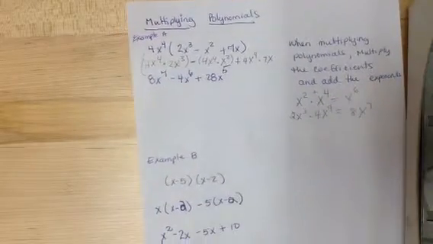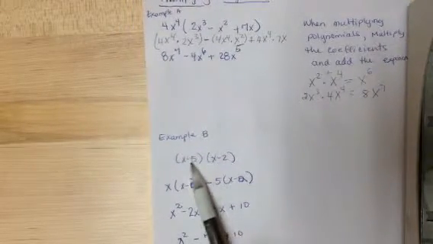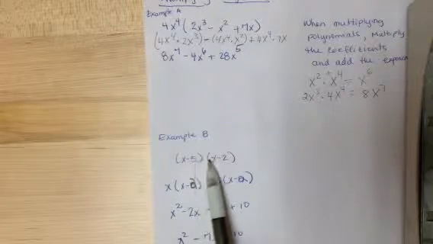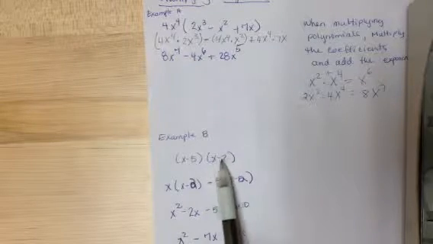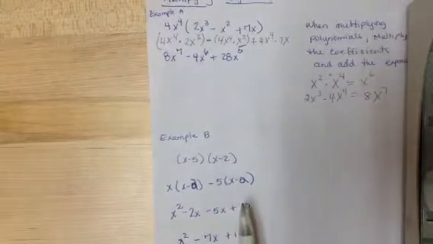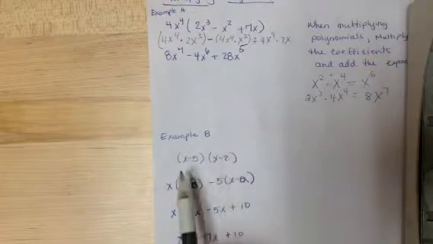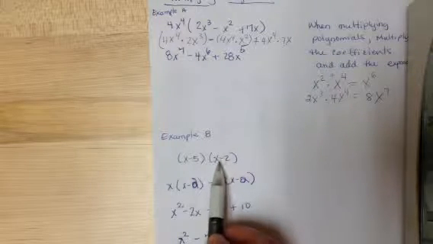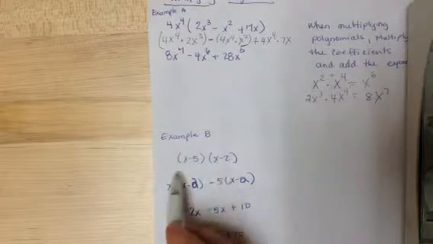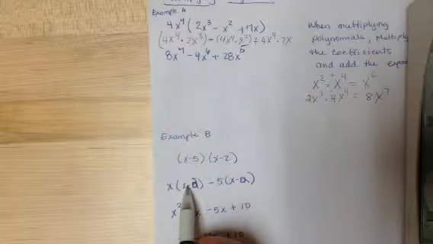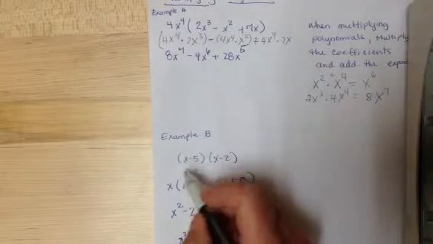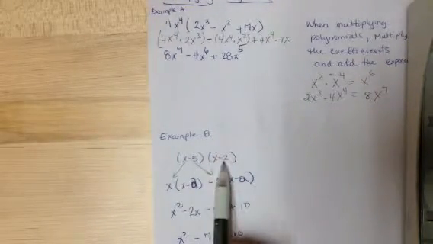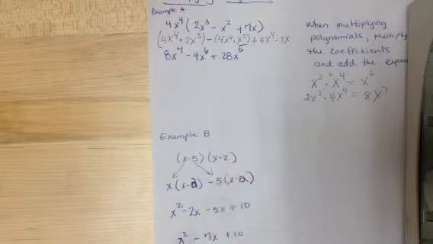Okay, let's look at this other example. When I'm multiplying a binomial inside parentheses times another binomial inside parentheses, what I can do here is take this first term, x, and multiply it by the second binomial in the expression. So I'm going to say x times x minus 2. And then the negative 5, this 5 is here, times the second binomial, x minus 2.